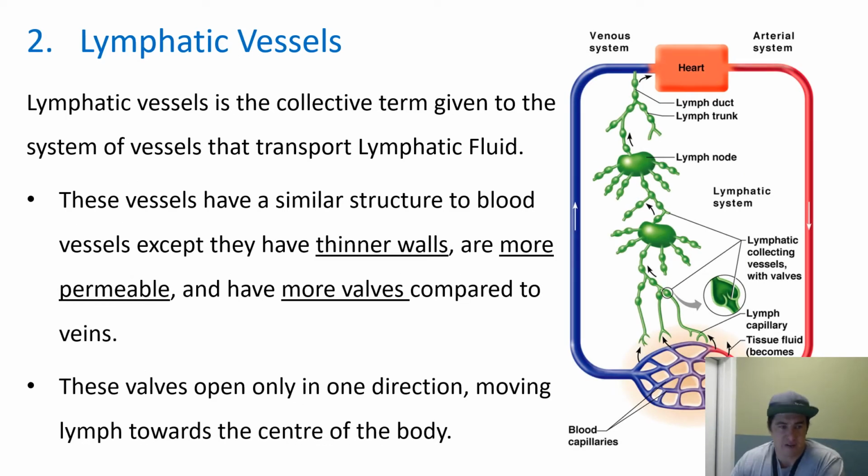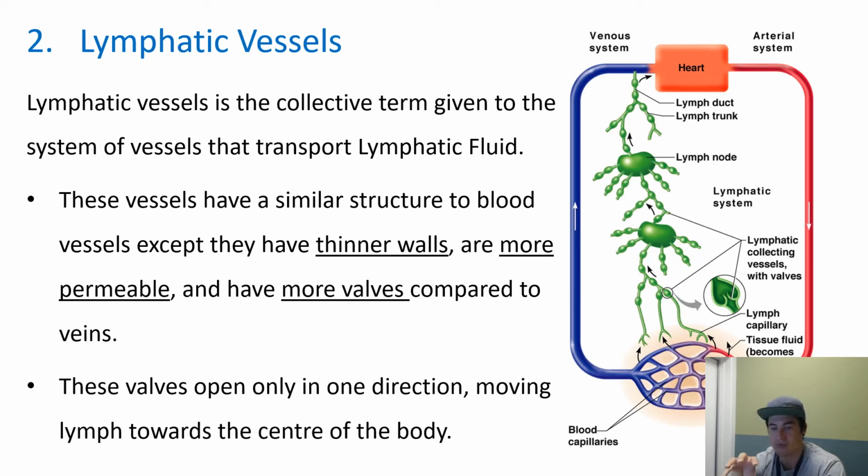Then we have our lymphatic vessels, which is the collective term given to the system of vessels that transport this lymphatic fluid. Lymphatic fluid is the plasma that is now not in our cardiovascular system, but inside our lymph vessels. And you can see on this diagram, you've got the cardiovascular system represented by the venous system and the arterial system, or the deoxygenated side and the oxygenated side. And then you've got this one-way system in green that's transporting leaked interstitial fluid that's come out of the blood capillaries.